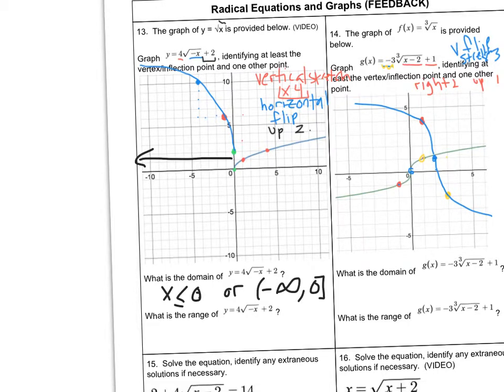For the range, we're going to look at the y value and go up from there. And it looks like we start at 2. And y would be greater than or equal to 2. Or if you want to use interval notation, it would be 2 to infinity.